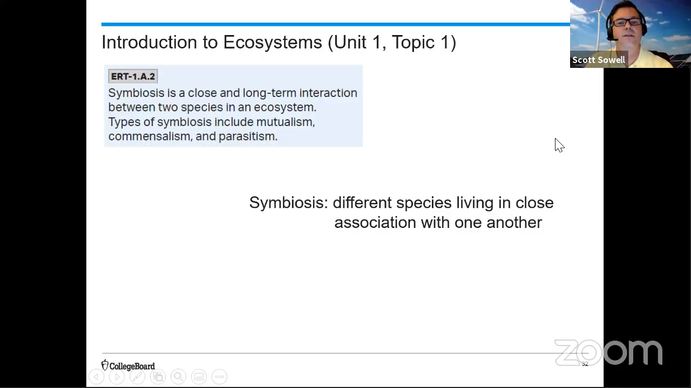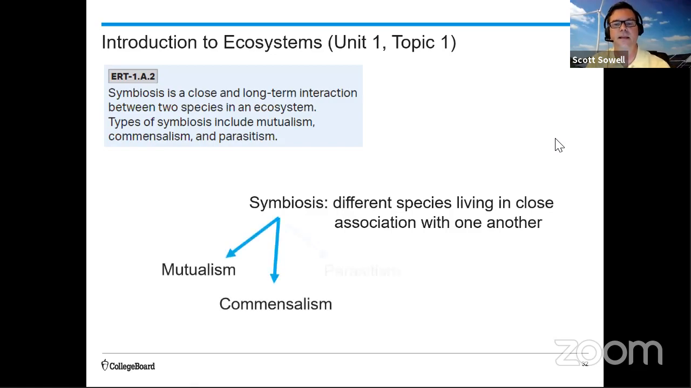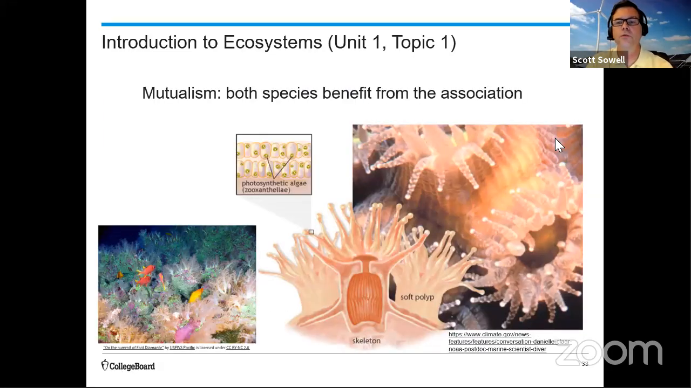So now we're going to go into the symbiosis part of 1.1, and this says symbiosis is a long-term interaction between two species in an ecosystem, and it can be mutualism, commensalism, and parasitism. As a quick review, here's a good example of mutualism. We talked about this during our coral bleaching discussion. This is a coral polyp, and inside the tissues of the coral lives a little algae. The algae get this great home to live in, and the corals get the products of the photosynthesis. So both species are benefiting from this close relationship, so mutualism.